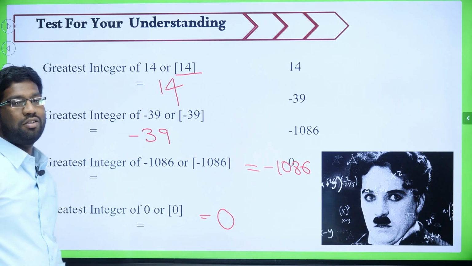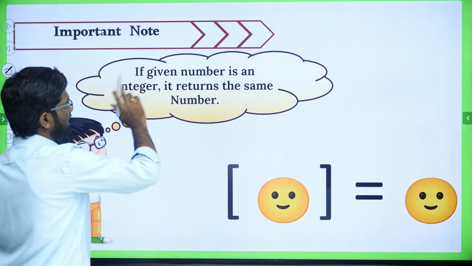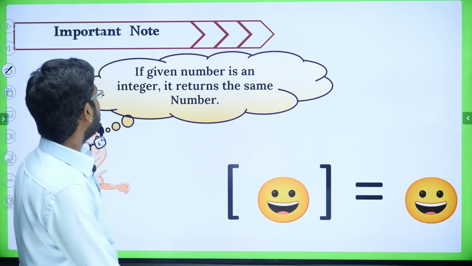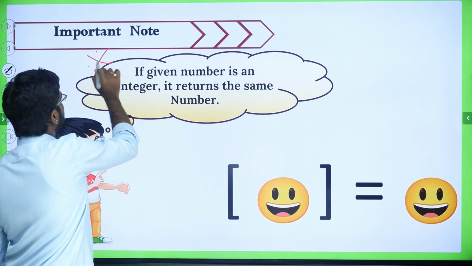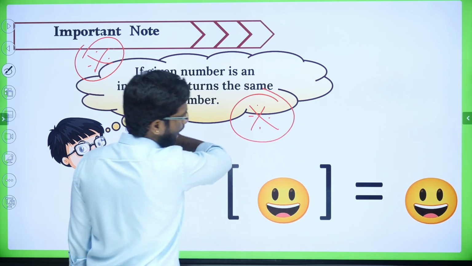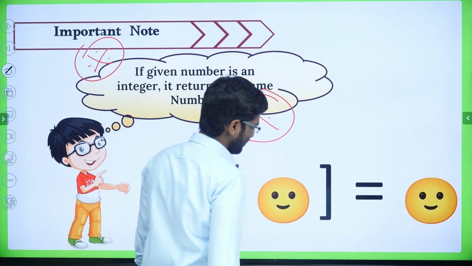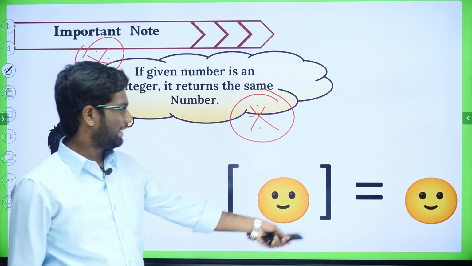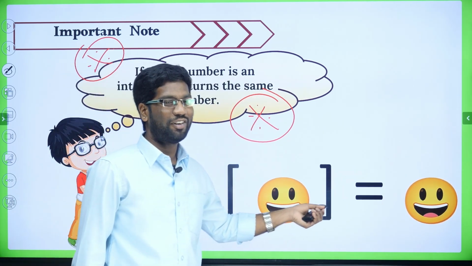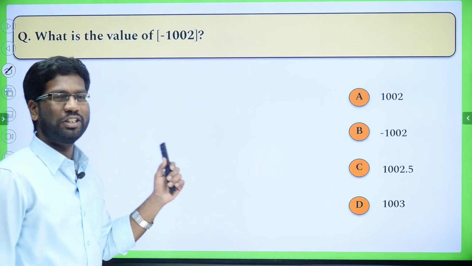So that's what they also have mentioned, my dear students. If the given number is an integer, it returns the same number. That's the note we are getting from here, my dear students. I hope you understood. So it's like the smileys. If he is laughing, he also laughs, like that. Okay. So just for fun I took. I hope you understood. So what's the answer for this question, my dear students?